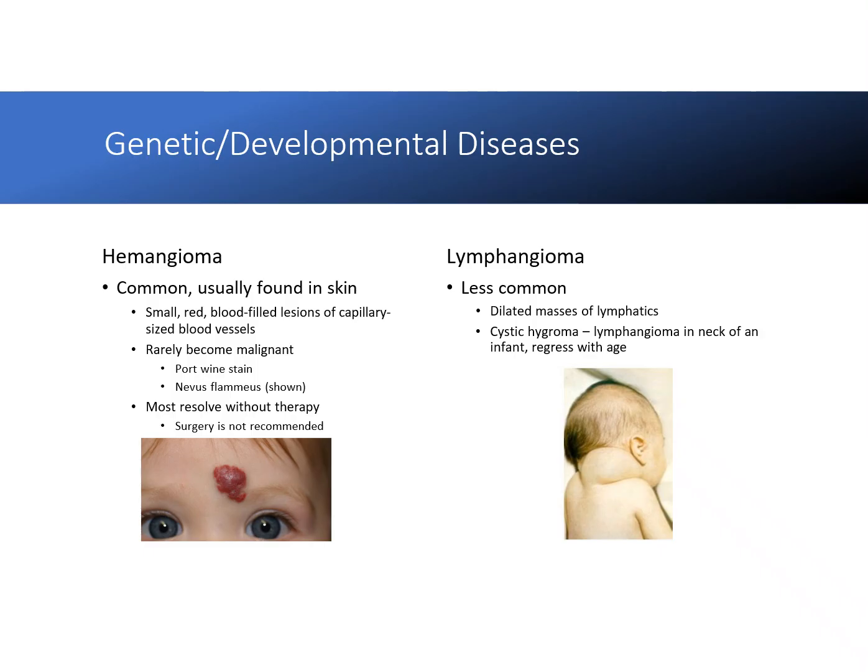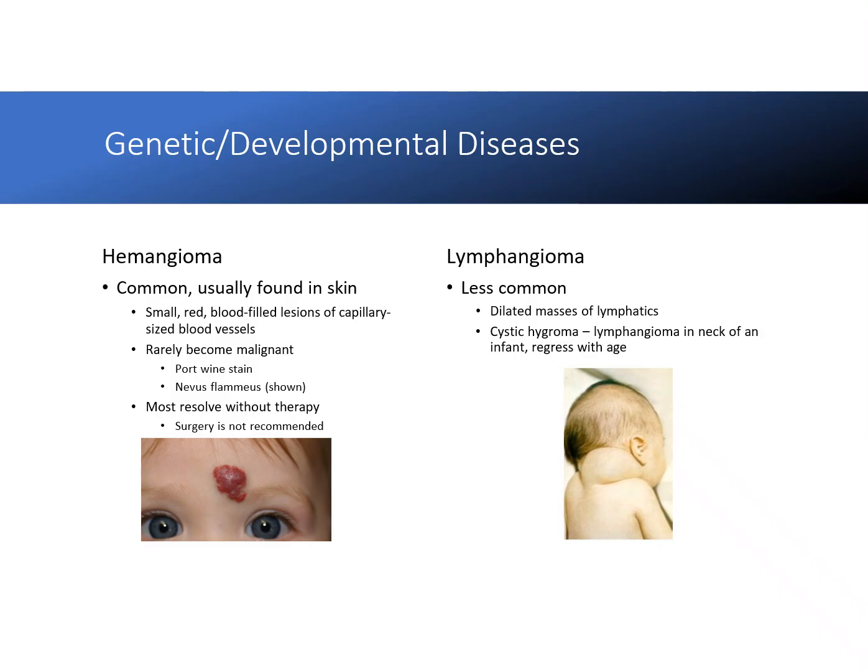They are benign vascular tumors, most often found in the skin, especially in infants, and they are composed of capillary-sized blood vessels filled with blood. Clinically, they appear as small red to purple lesions, often described as strawberry marks. A key reassurance point is that they rarely become malignant. The classic example is a port wine stain, also called nevus flammeus, which is shown here. Most importantly, most hemangiomas resolve on their own. Because of that, surgery is usually not recommended, especially in infants.